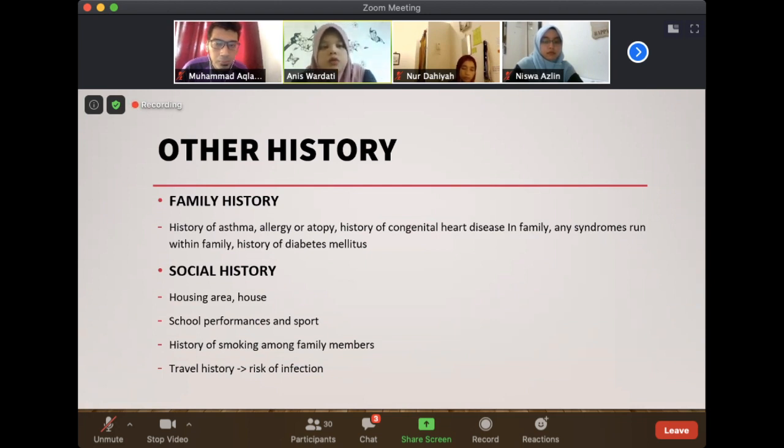So for the social history, you need to ask about the environmental factors, like the housing area and the house, and how the condition affects their performance, especially if it's chronic, how it affects their school performance, and their sports activities. Does it interfere with their life or not? And if there is any travel history, which can be suggestive of risk of infection.